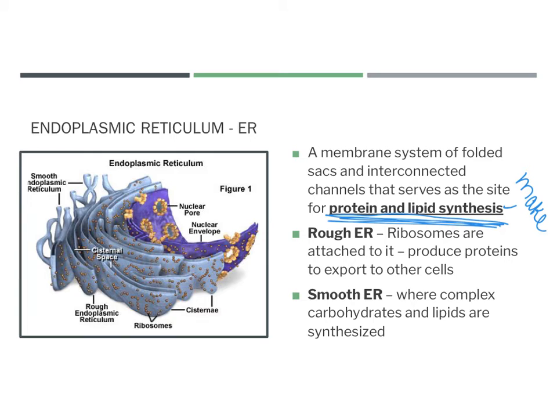There are two types of endoplasmic reticulum. One is called the rough endoplasmic reticulum. This is where ribosomes are attached to it, and these produce proteins that are going to be exported to other cells. If you look at this, this is a rough ER. You can see all these little yellow dots here, those are the ribosomes. That's why it's called rough. Know that these make proteins that are going to go to other cells.